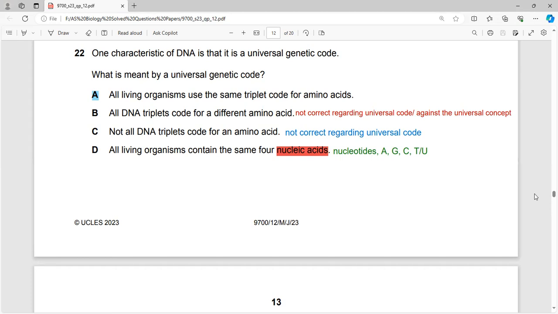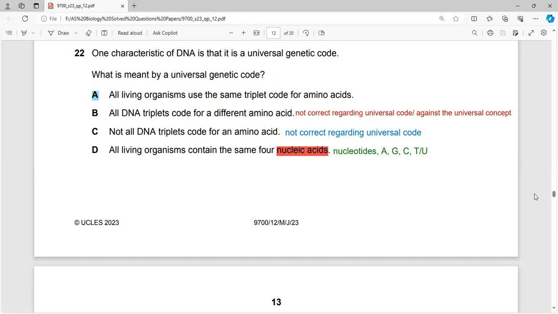Now option B: all DNA triplets code for different amino acids. That's not correct regarding the universal code. Why? Because it implies that in different organisms, different triplet codes produce different amino acids. So that's not correct, and it's against the concept of the universal code. Okay, now option C: not all DNA triplets code for an amino acid. That again is not coherent with the universal concept.